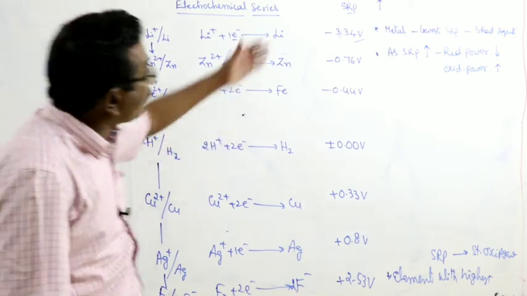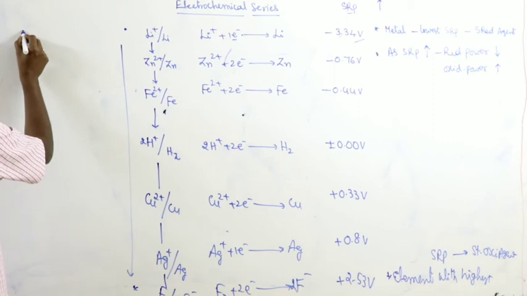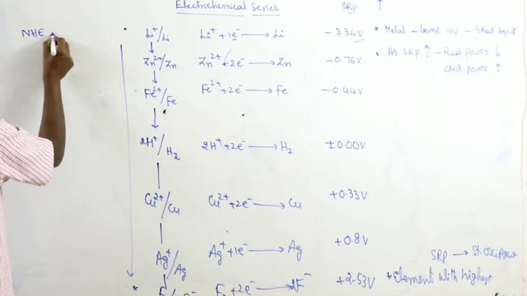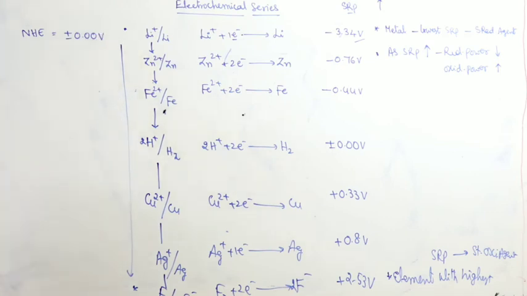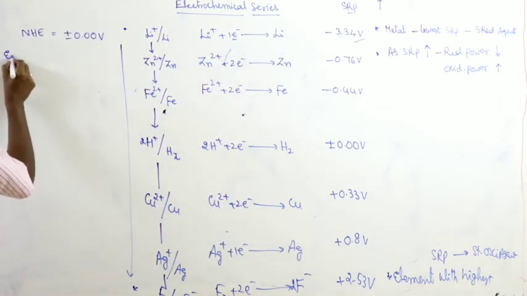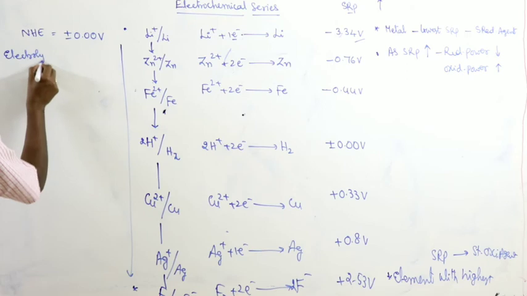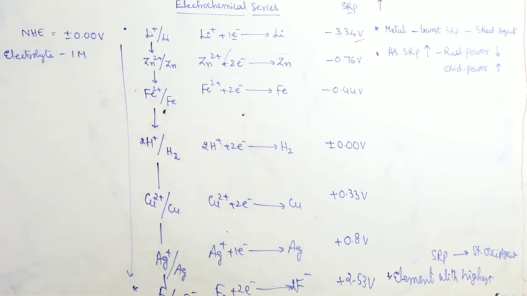Okay. But how can you calculate the electrode potentials? By using the normal hydrogen electrode, which has the electrode potential as 0.00 volts. And these are all the values that are calculated by taking the electrolyte concentration as unit activity, 1 molar.